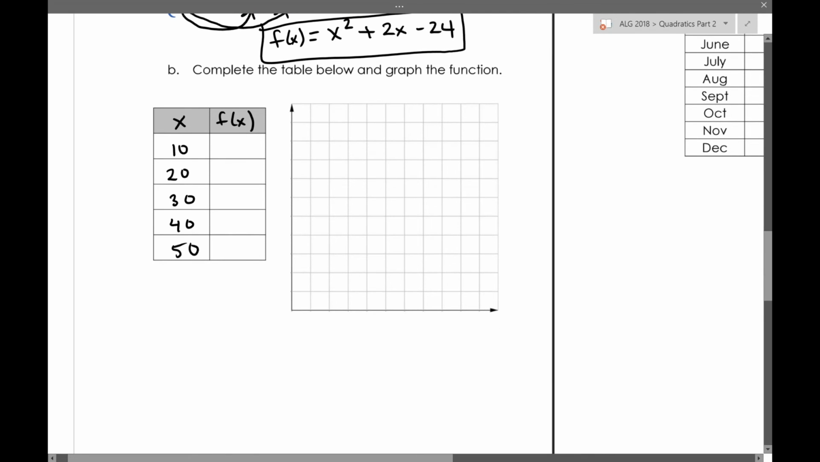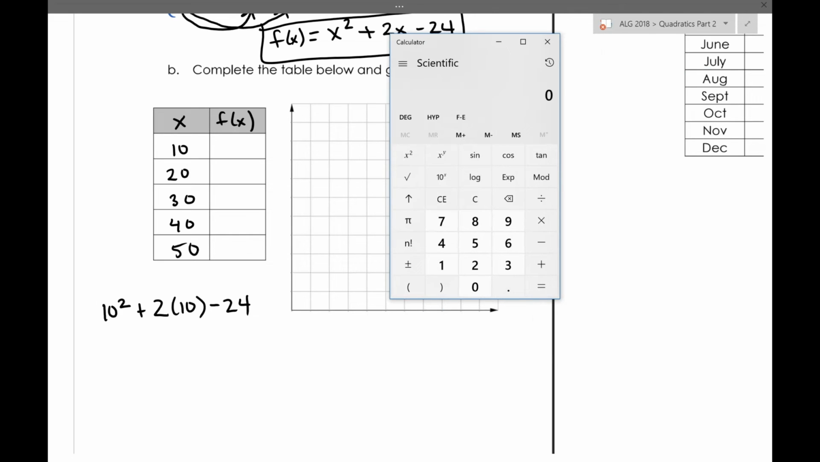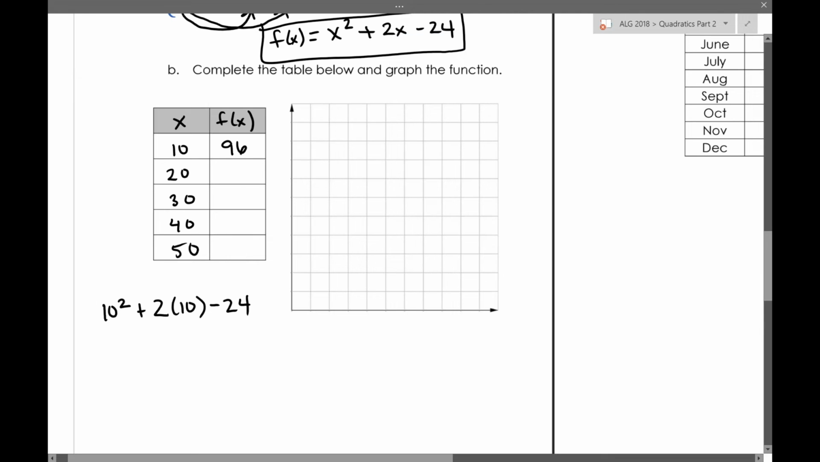So the problem says I have an x here, so it's a 10 squared, because the 10 is my input. My x is right here, there's a square. So I put plus 2, there's another x, so I'm going to put a times 10 here, minus the 24. Now I take out my calculator and I do exactly what the problem says. 10 squared plus 2 times 10 minus 24. Okay, and that gives me an answer of 96. So my output would be 96.